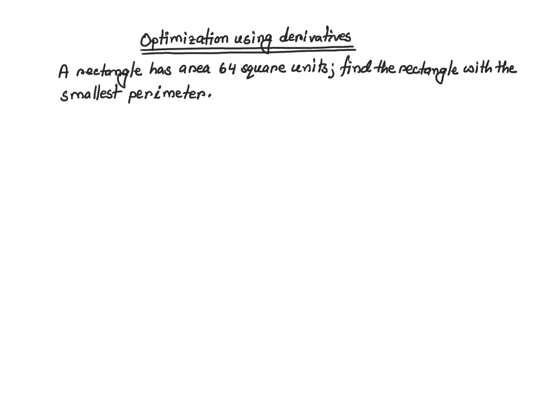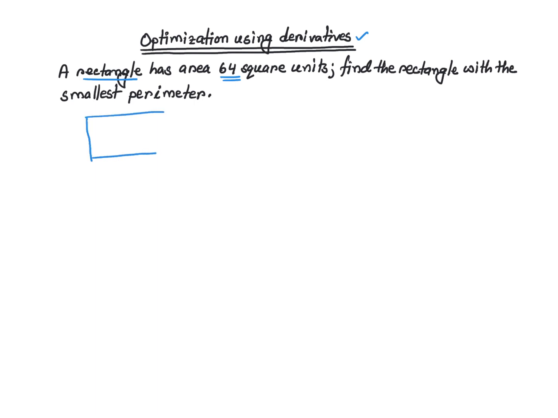In this video, I'm going to do an optimization problem using derivatives. The given problem is that we have a rectangle that has 64 area, 64 square units, and we want to find the rectangle with the smallest perimeter but the same area, okay? So this is what it looks like.